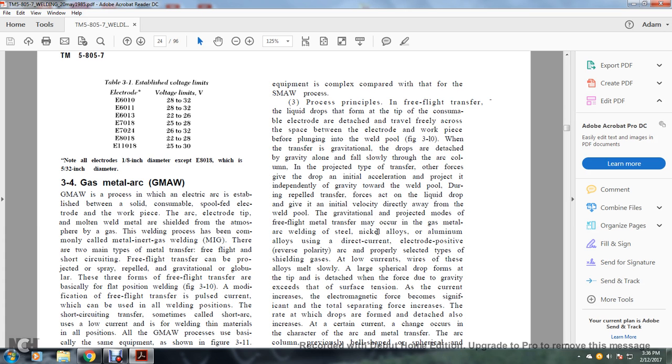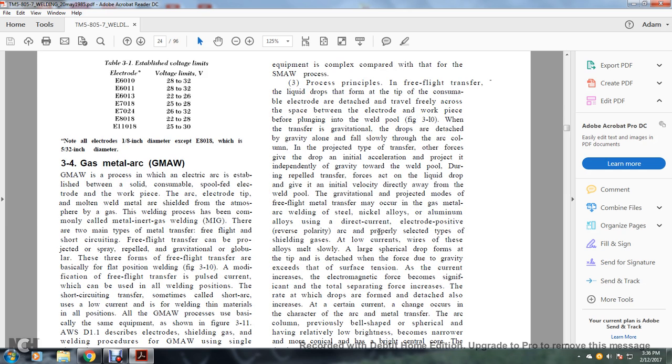During repelled transfer, forces act on the liquid drop to give it an initial velocity directly away from the weld pool. The gravitational and projected modes of free flight metal transfer may occur with gas metal arc welding of steel, nickel alloys, and aluminum alloys using direct current electrode positive, or reverse polarity, arc, and a properly selected type of shielding gas. At low current, the wire of these alloys must be melted slowly. Large cylindrical drops form at the tip and detach when the force due to gravity exceeds the surface tension. As current increases, the electromagnetic force increases, and the drop size decreases, changing the character of the arc and metal transfer.